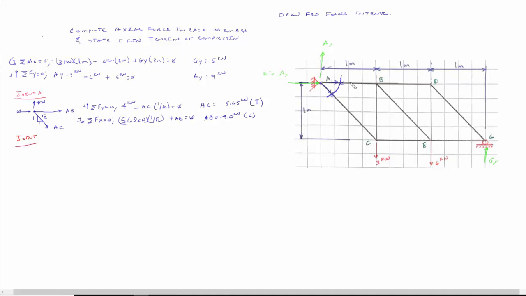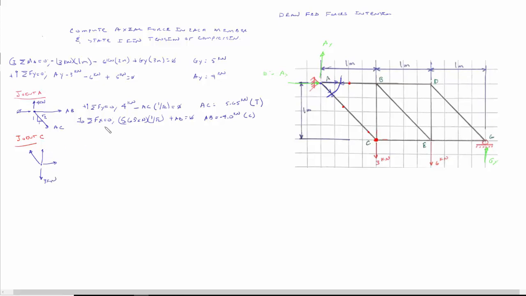Alright, so let's look at the next joint. And since I've solved for this one, I solved for this one, I went ahead and looked at joint C. Because I have this force, and I can find this force and this force. Also, I have to include this 3 kilonewton force because I'm looking at this joint. So if I'm looking at joint C, I would draw it out. And I've got one going up, and I've got one going here, and I've got my 3 kilonewton force.